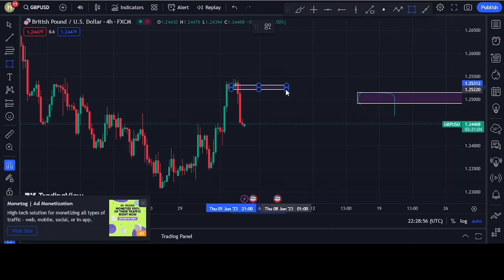Let me draw that out. Let me perfect the drawing. All right, you can see currently I'm on the 4-hour time frame. You can see this is 4 hours. Now I need to pick this low, this shadow, the lower part.